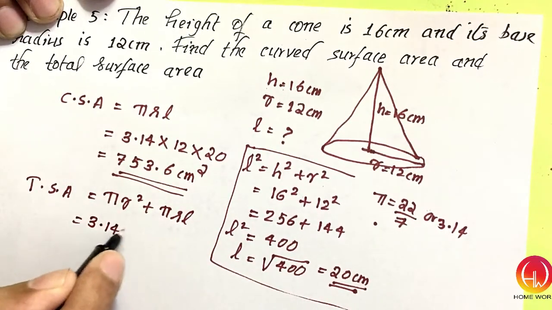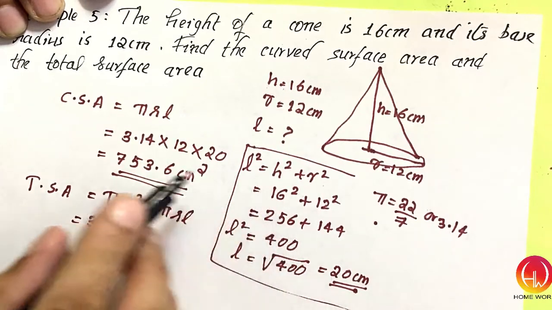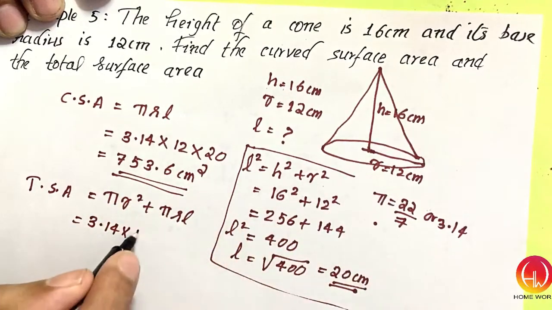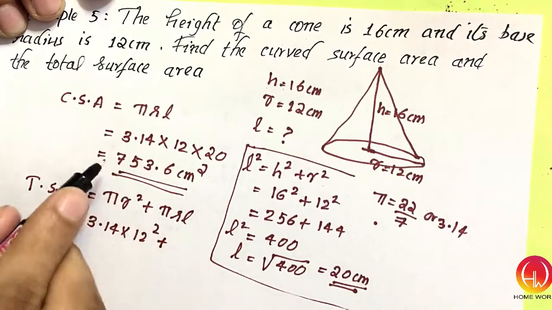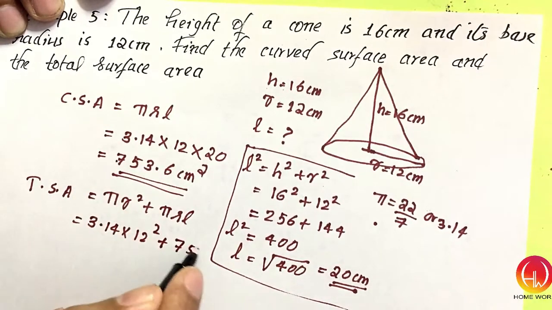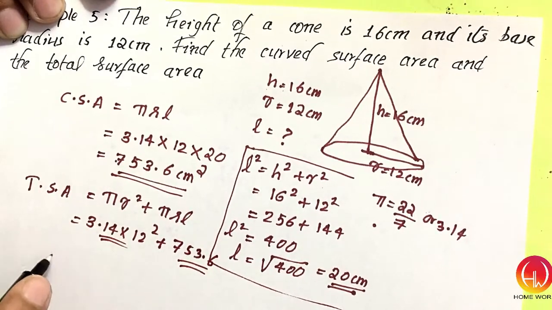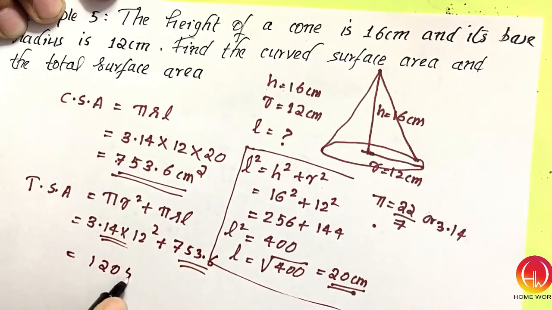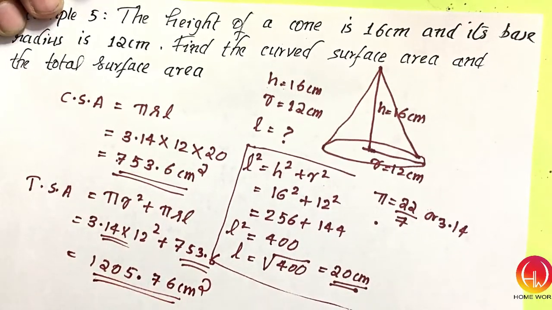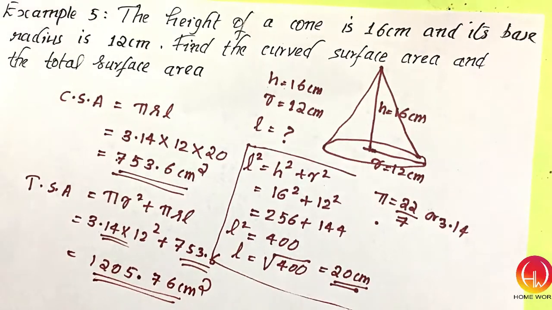3.14 into radius. Radius equal to 12, 12 square plus pi r. That we know 753.6. Then if we add both, you will get 1205.76 cm square. So the total surface area of this cone equal to 1205.76 cm square.